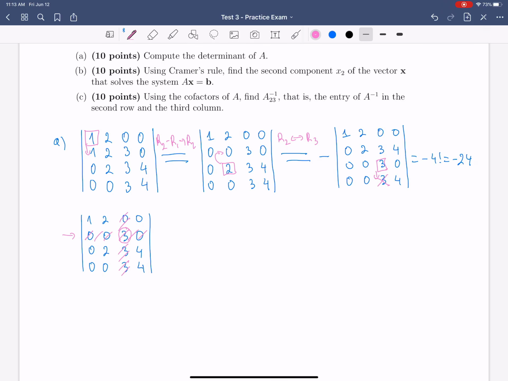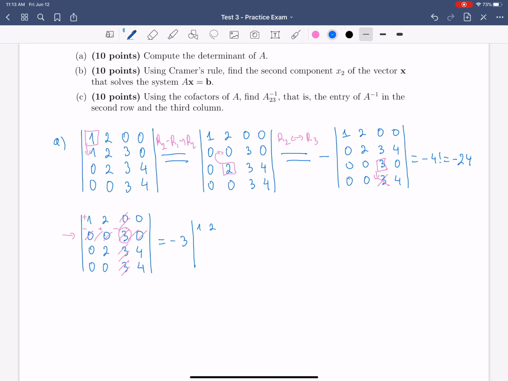Does it come with a plus? Does it come with a minus? So I start checking. This is a plus, this is a minus, this is a plus, this is a minus. So the 3 comes with a minus. So I know that I have negative 3 times the determinant of whatever is not crossed out.